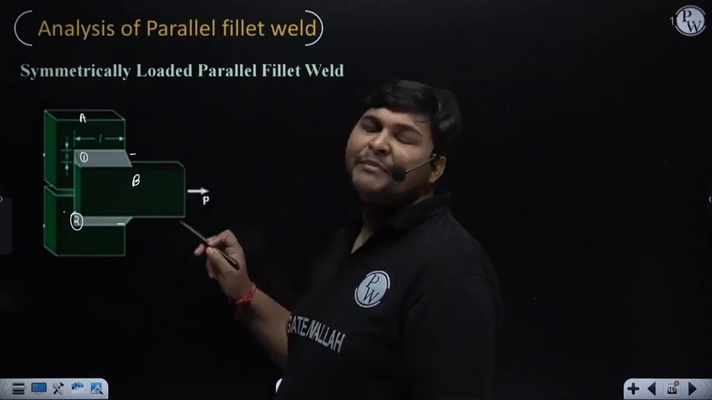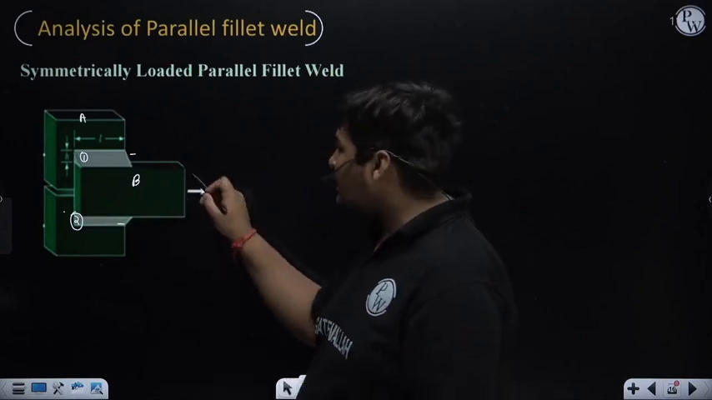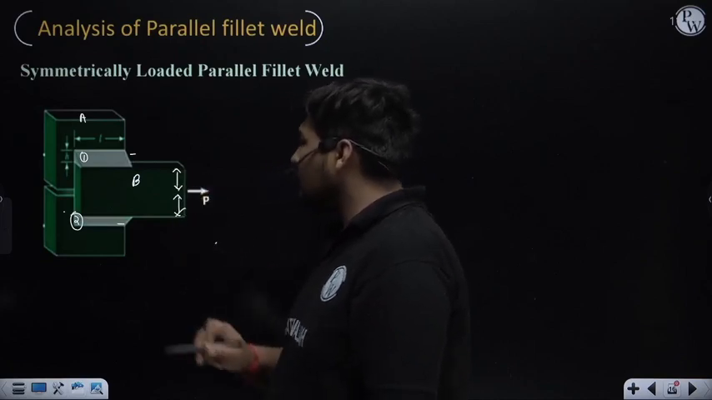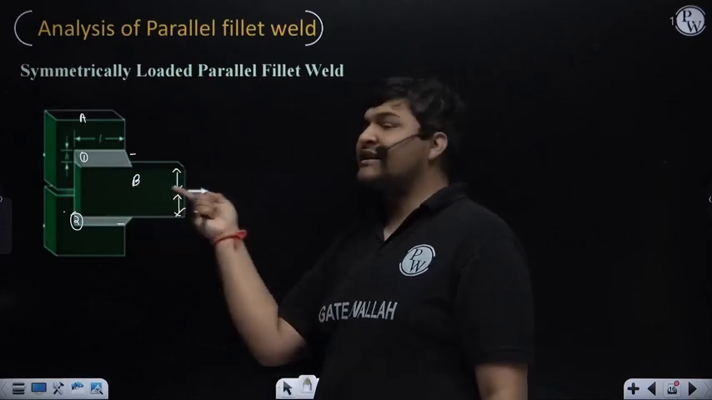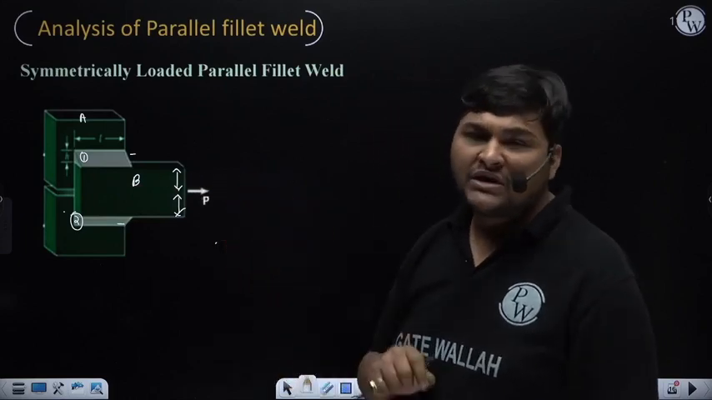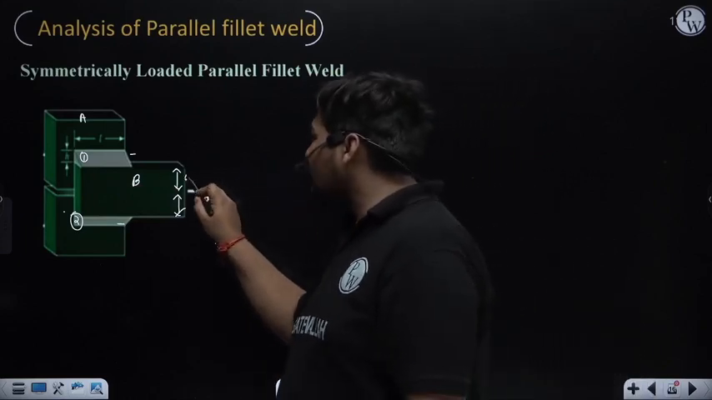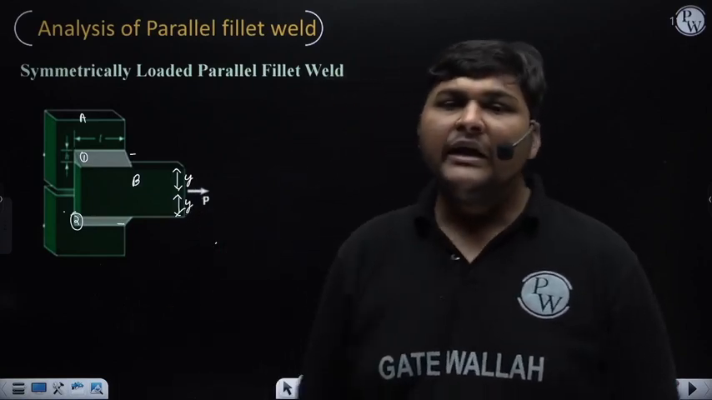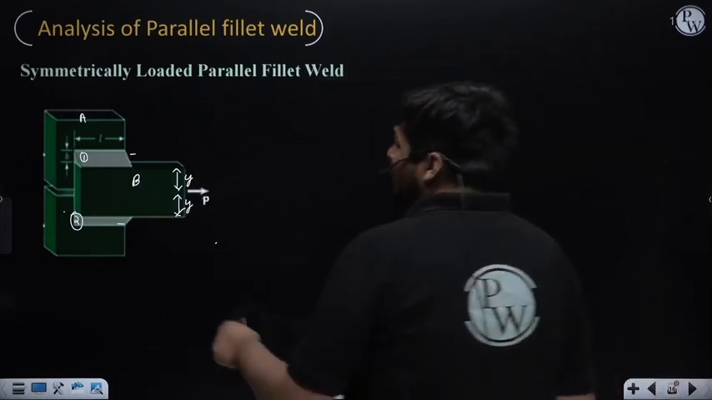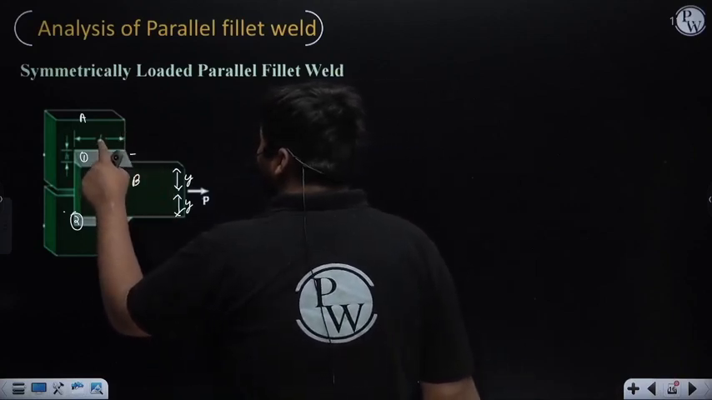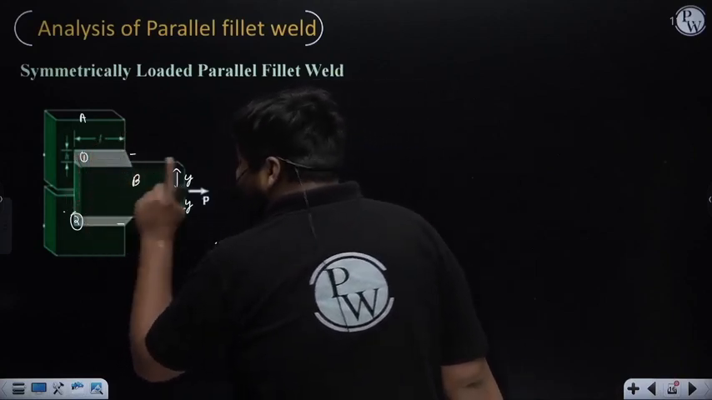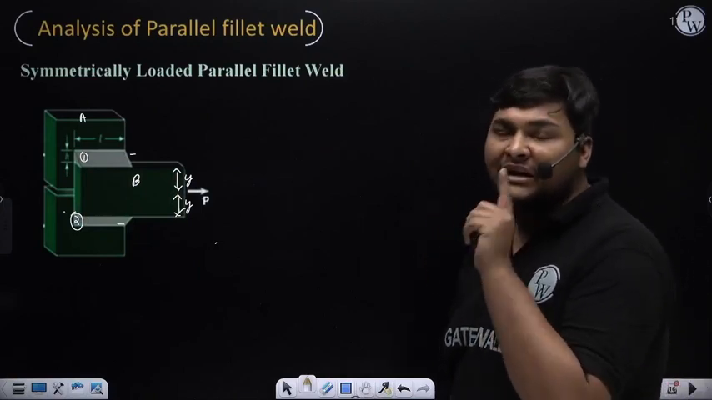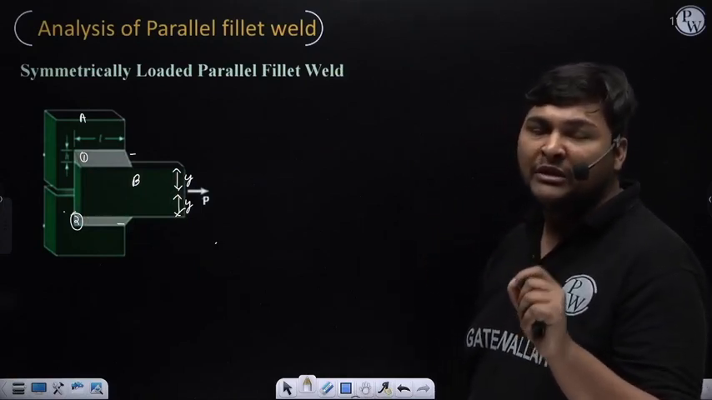And since plate B has a symmetric cross section, can I say in this case this distance and this distance will be equal? Because the longitudinal axis will come exactly at the midline, because this cross section is symmetric. Suppose this distance is y, then this distance will also be y. So it is a symmetrically loaded case. Now in the symmetrically loaded case, we'll take the length and leg of each weld exactly the same. It is one of the key points. Why I am taking the same, that I will explain.